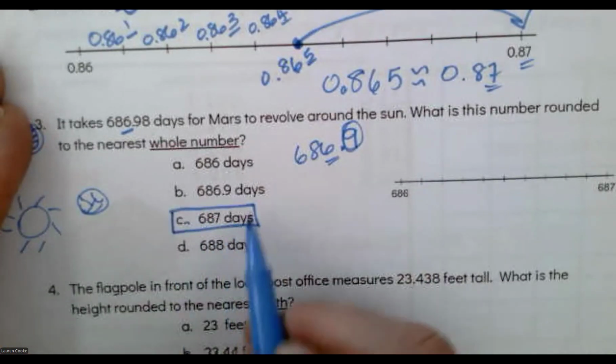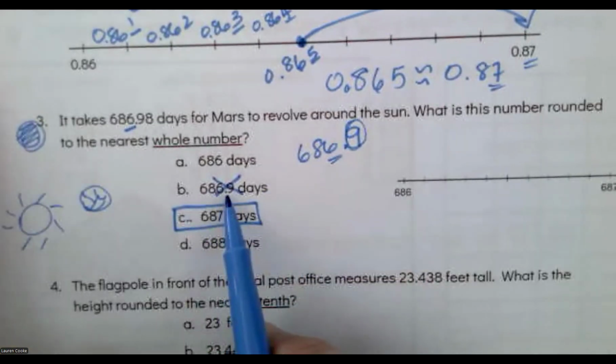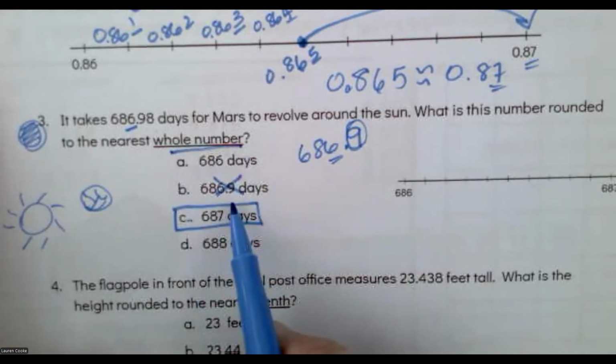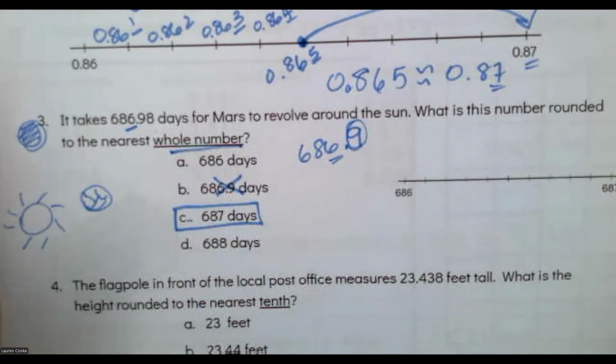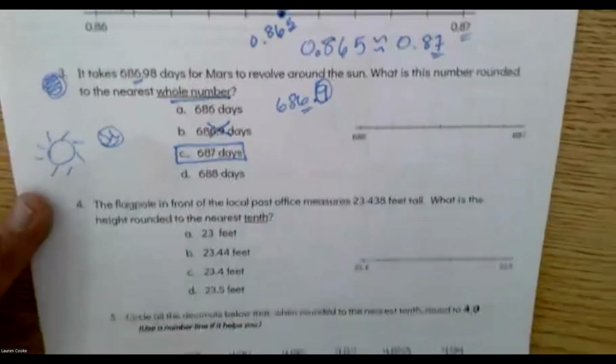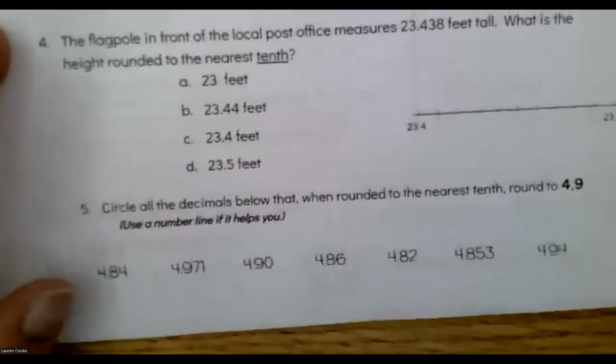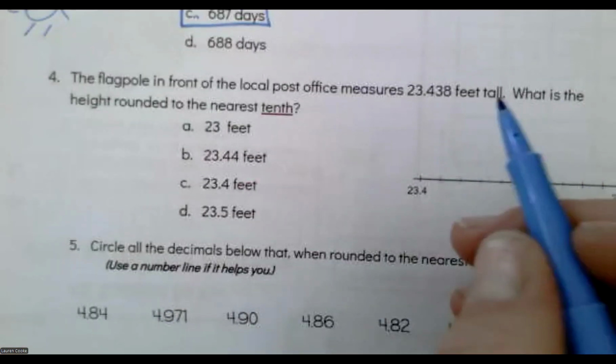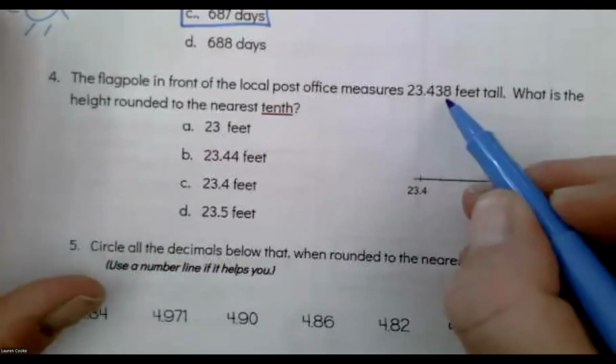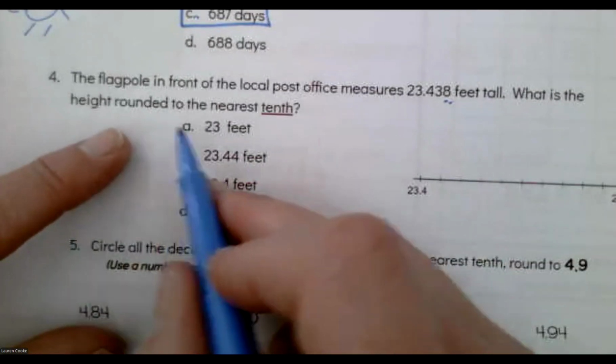And that should be eliminated immediately because it's not to the nearest whole number. Okay. And then it did bump up. So that's great. All right, number 4. The flagpole in front of the local post office measures 23 and 438 thousandths feet tall. What's the height rounded to the nearest tenth?